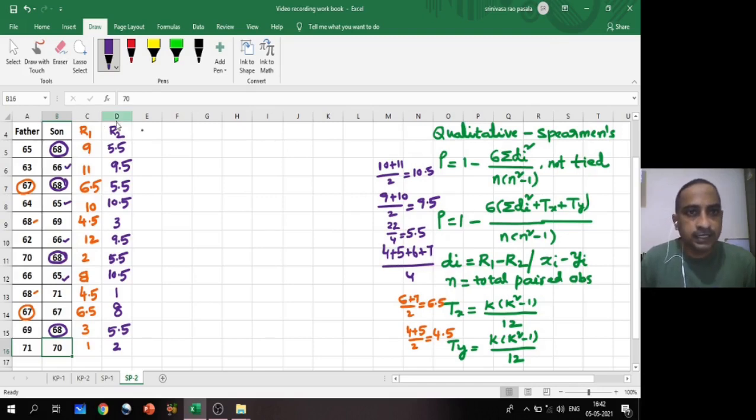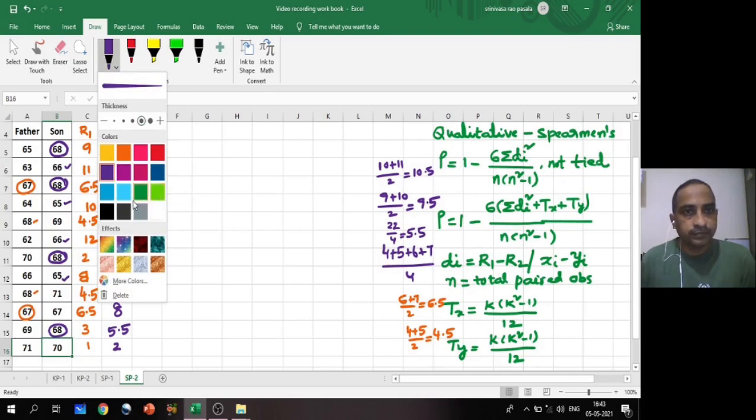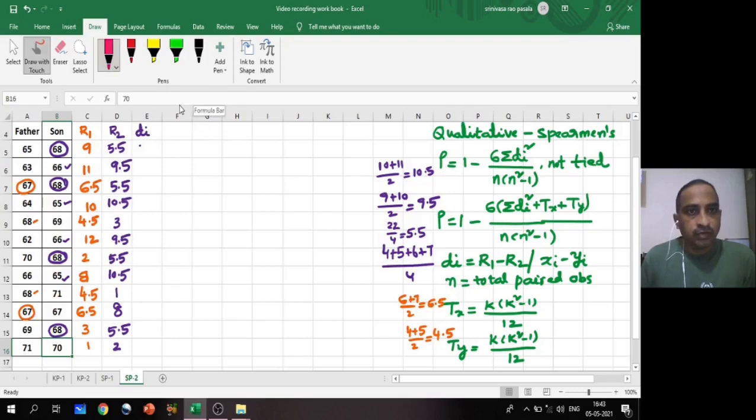The next one is Di. Di is nothing but R1 minus R2. 9 minus 5.5, I have used another color. So 9 minus 5.5 is 3.5. 11 minus 9.5 is nothing but 1.5.